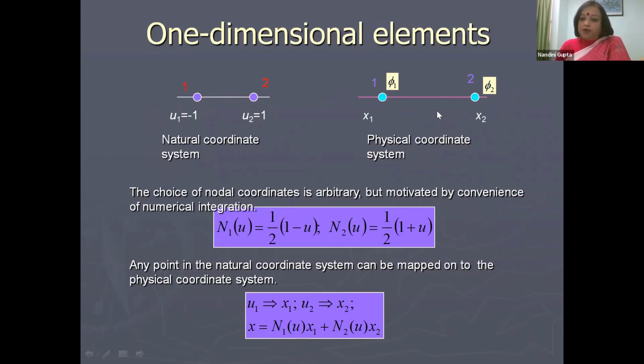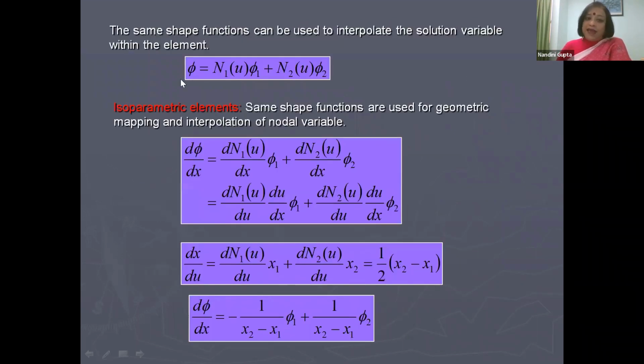So any point between x1 and x2 will map onto some point between u1 and u2. I have given you the shape functions, and for isoparametric elements, the shape functions are also the mapping functions, which means that x is equal to n1 x1 plus n2 x2. At the same time, phi is equal to n1 phi1 plus n2 phi2.